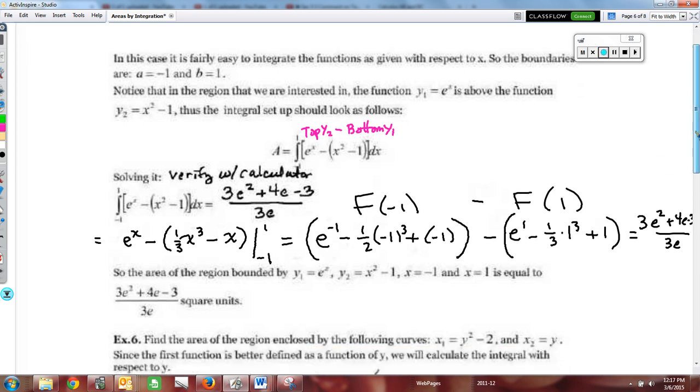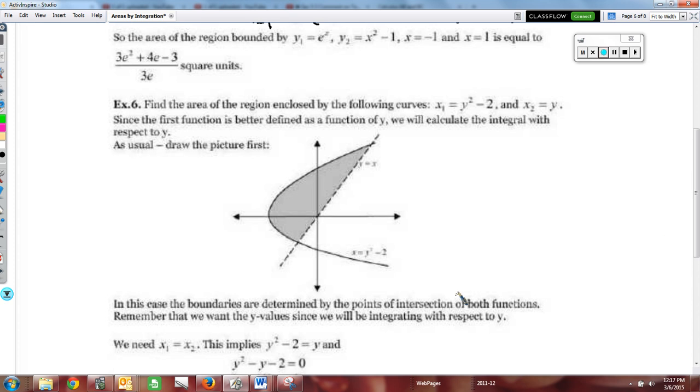All right, now let's look at one that goes the other way and talk about the other formula. When I'm looking at this one, we have the following curves: x equals y squared minus 2, so we have a horizontal parabola coming in here, and then we have x equals y, which is nothing more than a straight line.